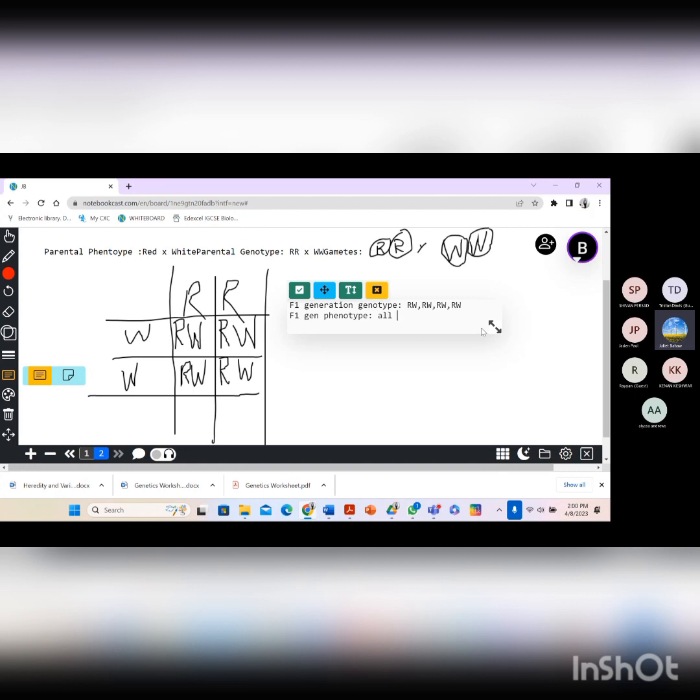What is the color here? Pink, miss. All pink, right? Our red and white makes pink. The ratio in this case will be 1 because there's only one combination of alleles that are being crossed. So if a red plant is crossed with a white plant, there is a 100% chance that the offspring will have pink flowers.